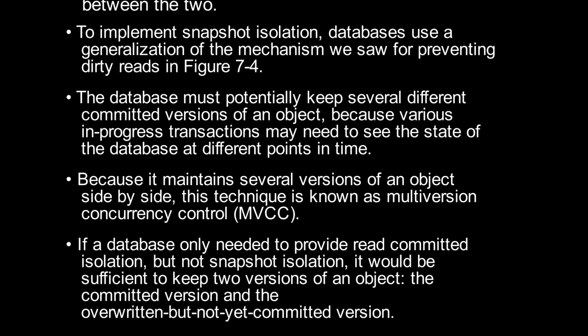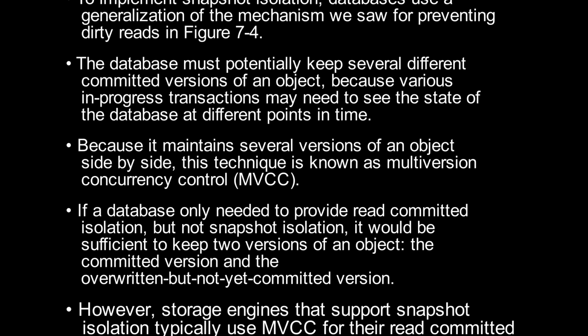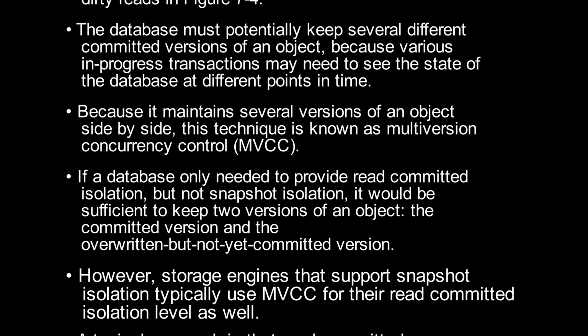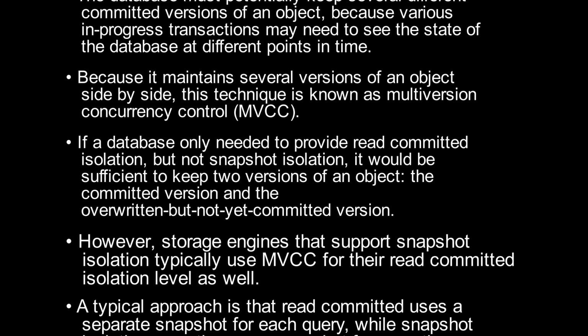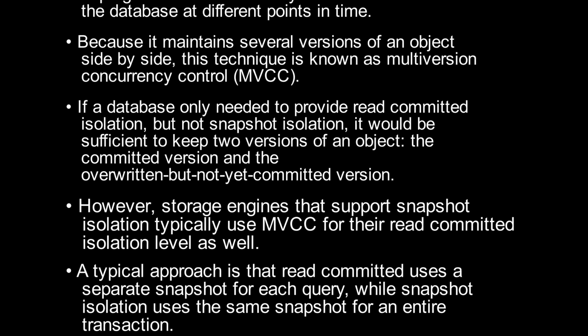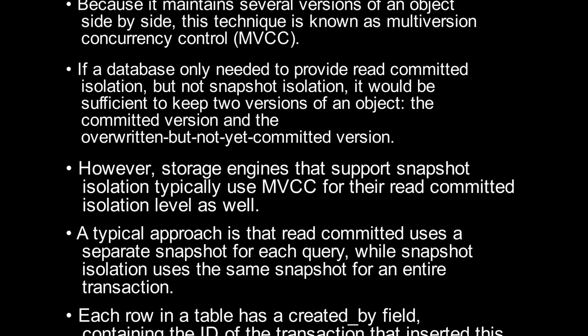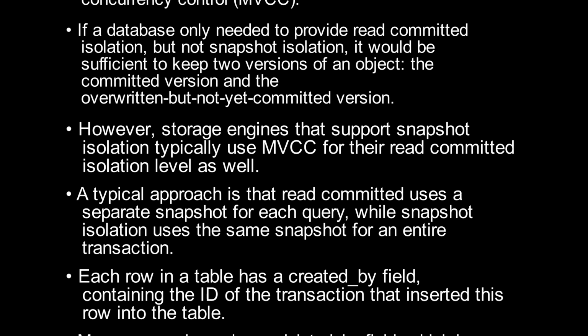If a database only needed to provide read-committed isolation, but not snapshot isolation, it would be sufficient to keep two versions of an object, the committed version and the overwritten but not yet committed version. However, storage engines that support snapshot isolation typically use MVCC for their read-committed isolation level as well. A typical approach is that read-committed uses a separate snapshot for each query, while snapshot isolation uses the same snapshot for an entire transaction.